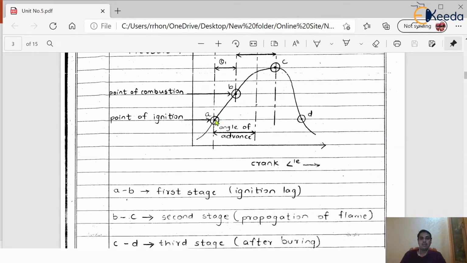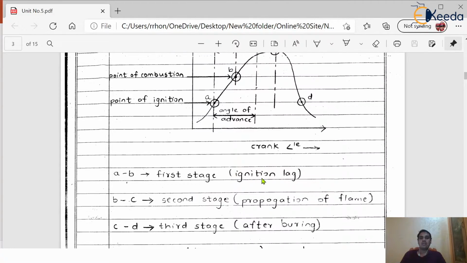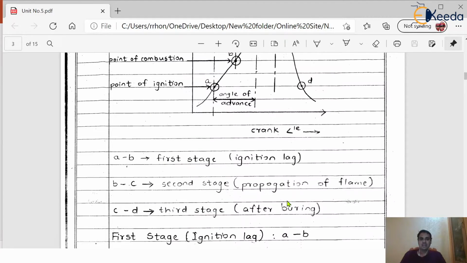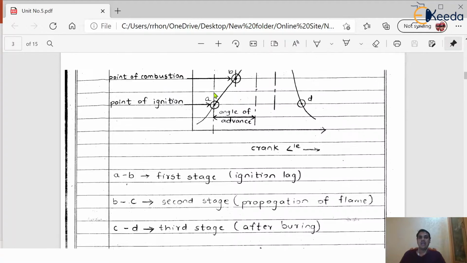So please remember always, A to B is the first stage, B to C is the second stage, and C to D is the third stage of combustion. Okay, so now we are going to discuss each and every stage of combustion clearly in a detailed manner. Okay, so we start with the point A.